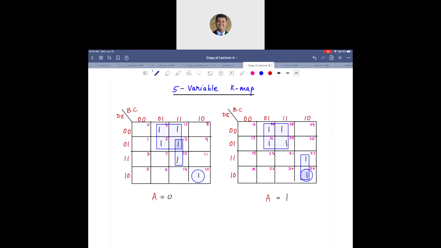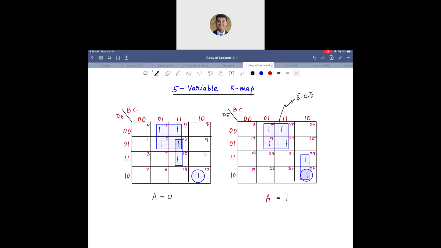So let's write out the terms here. What are you going to get for the group of 8 ones? A is changing. B is 0. C is a 1. D is a 0. And E is changing. So you get B complement, C, and D complement.